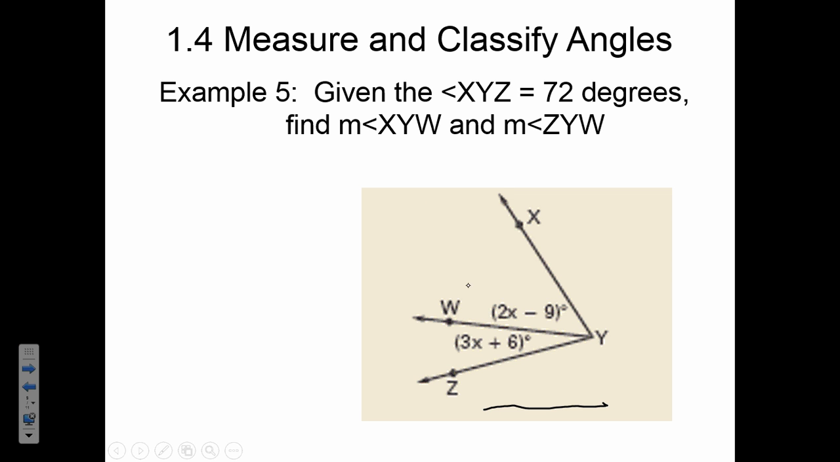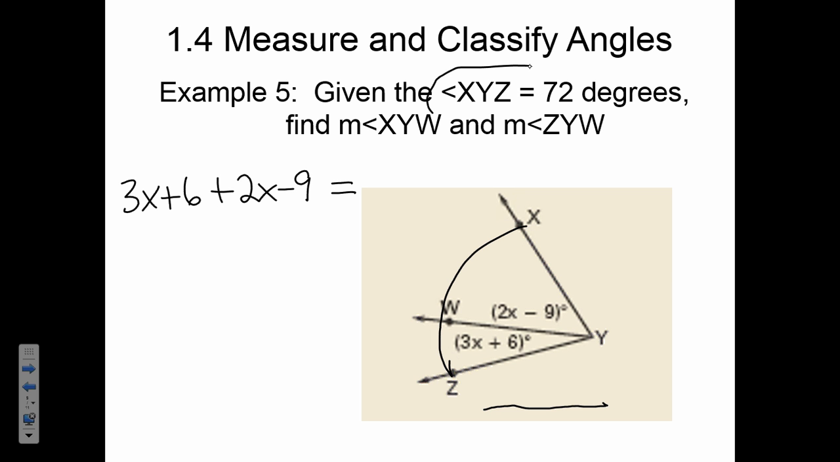Again, using the angle addition postulate, I know that if I add up the pieces, it's going to equal the whole thing. So when I add up those two pieces, it's going to equal this whole entire angle, which we are told is 72 degrees. So when I add up the pieces, it equals the whole thing. Again, combine your like terms, simplify and solve.